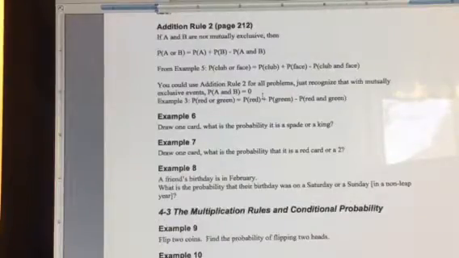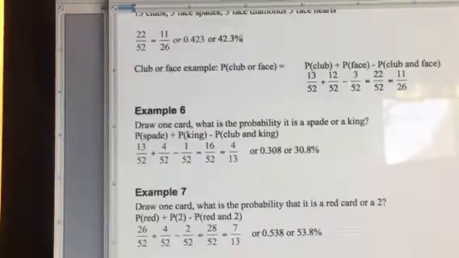Classical probability, we start by counting. Sample space is 52, because 52 cards. Probability that it's a spade or a king, well, there are 13 spades, plus we have King of diamonds, King of hearts, King of clubs. So altogether there are 16 ways to meet it. So the numerator is 16, denominator is 52. Lowest terms, that's 4 over 13. You take 4 divided by 13, or 16 divided by 52, you should get 0.308, or 30.8%.